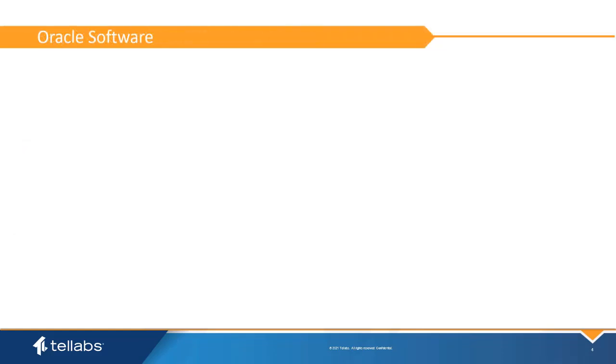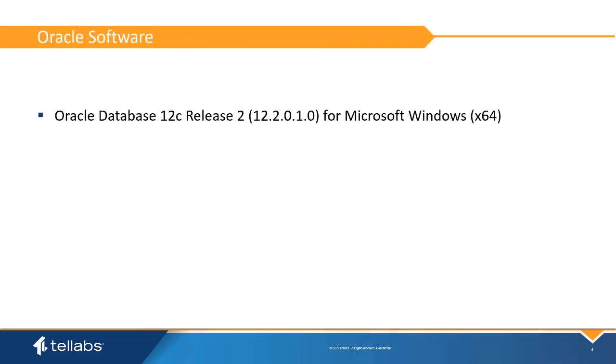To complete the database installation, you will need the Oracle Database 12c Release 2 software for Microsoft Windows and the Panorama PON EMS installation software found on the Tellabs Secure website. The Panorama PON EMS installer contains utilities that facilitate the installation of Oracle. There are a few steps to prepare the platform for the install.